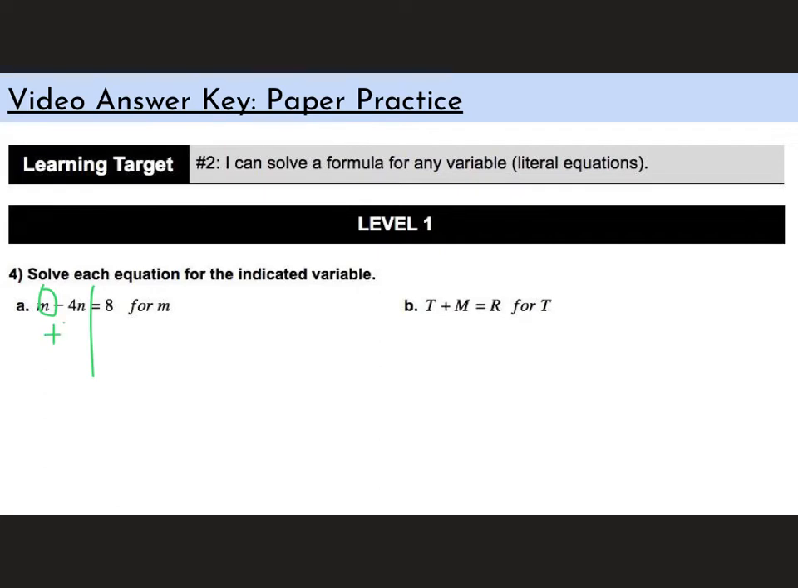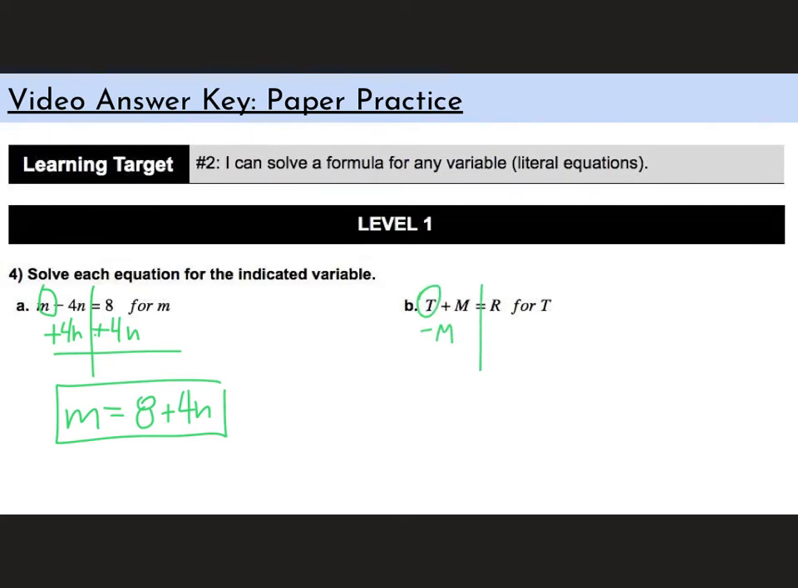So to get m by itself, we're going to add 4n to both sides. So m is equal to 8 plus 4n, or if you had 4n plus 8, that's great as well. Now we'll get t by itself. So we need to subtract m to do this. So we'll have t equals r take away m.